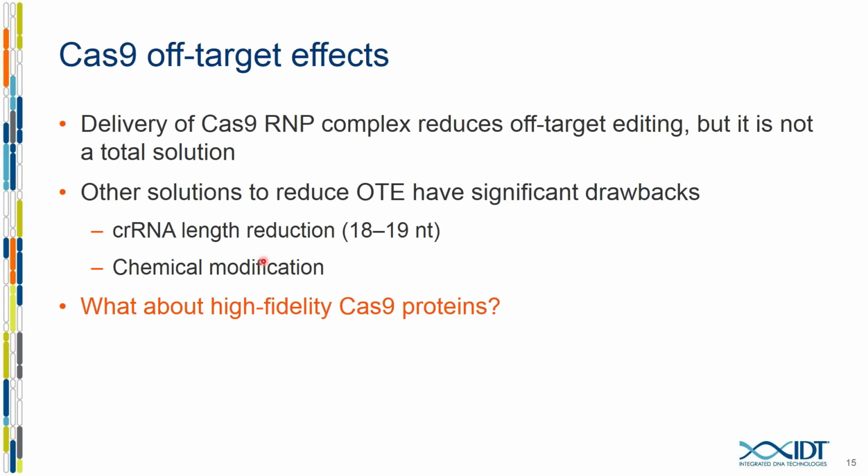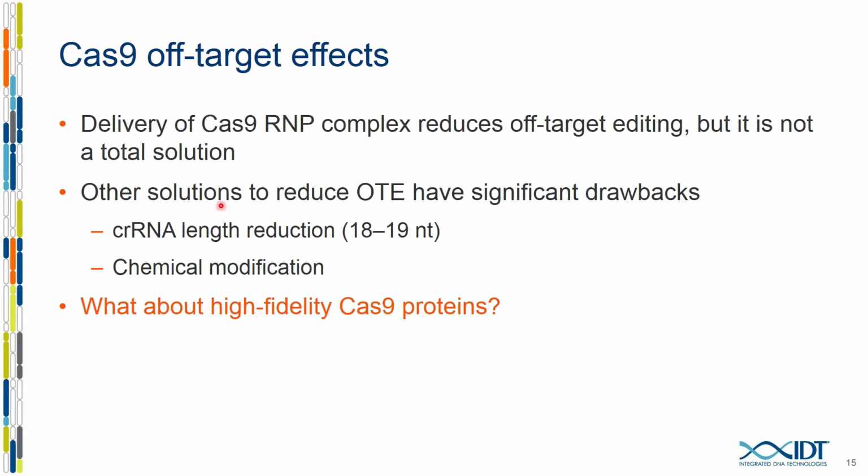And there have been a number of attempts to reduce off-target effects. And obviously we found that delivery of Cas9 and the guide RNAs as an RNP really gets you part of the way, but it's not a total solution. It doesn't eliminate off-target editing.